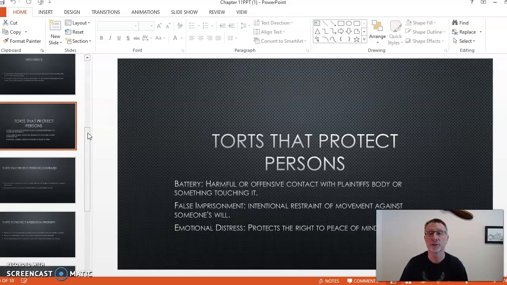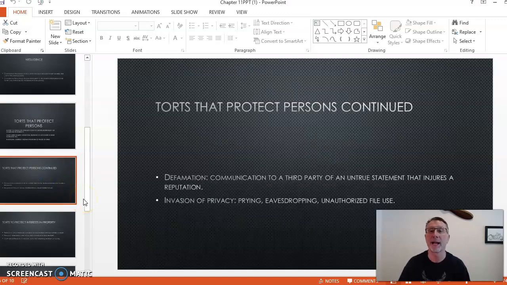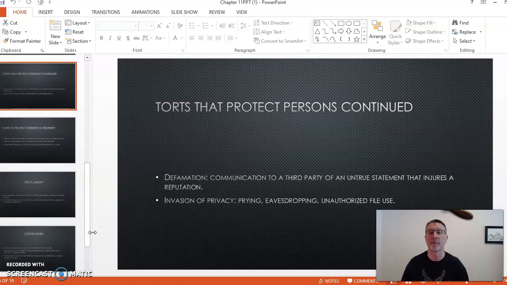And then the third one is emotional distress, and that protects the right of peace of mind. So if someone feels that they're being treated very poorly and they're afraid all the time, and you're a very threatening person or you have an anger issue, they could come back and sue you for emotional distress. There are other torts as well. Defamation is communication to a third party of an untrue statement that injures your reputation. So we have to be very careful of that when we're giving references. We have to be careful of not giving too much information. We can also be sued for invasion of privacy: private information, eavesdropping, or unauthorized use of their personal information.